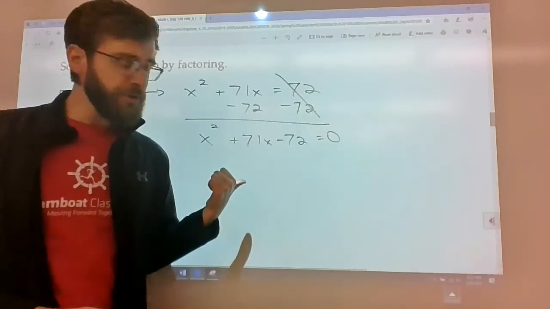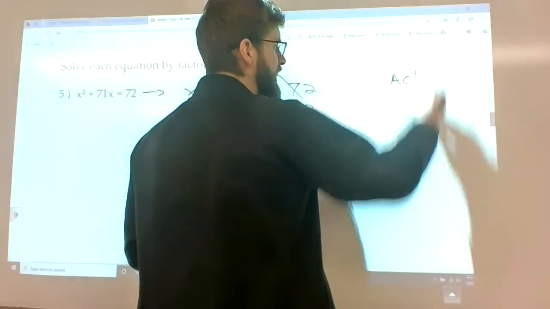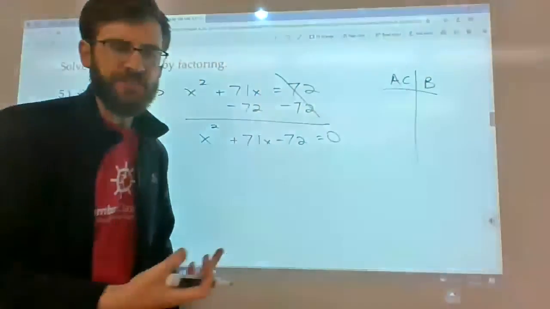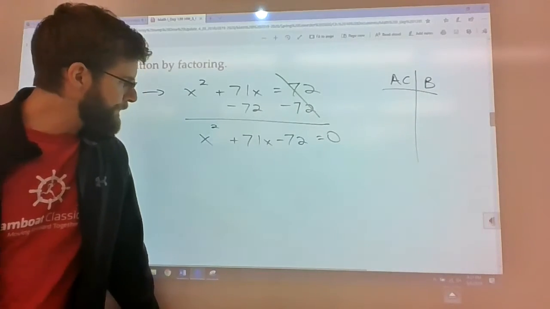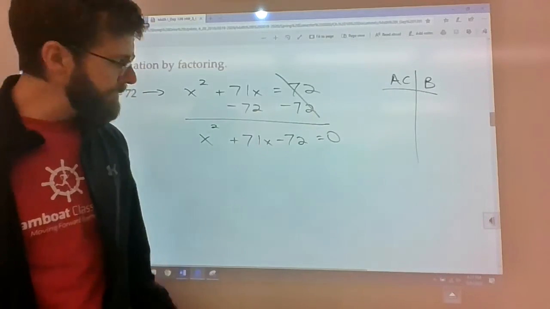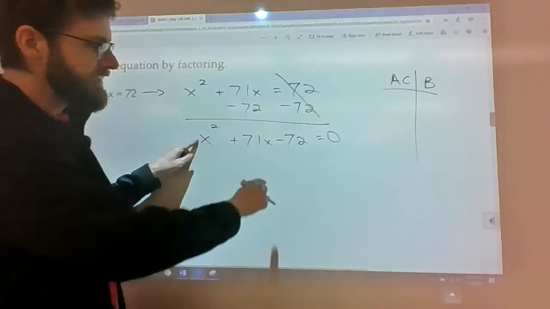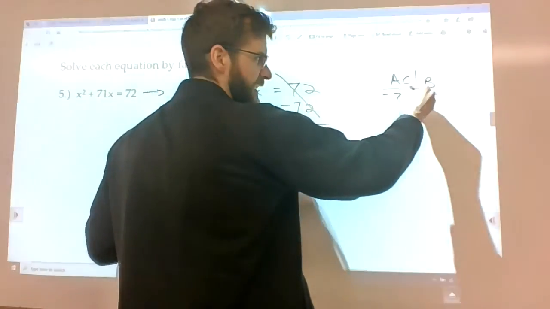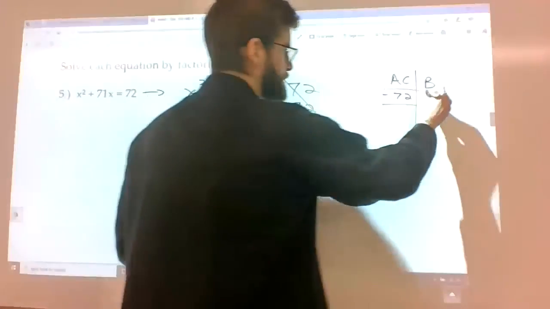Great. Now what we do is we factor the left-hand side. So really before the AC method, we should be thinking to ourselves, is there a GCF that can be factored? Is it in standard form? It is in standard form. There's no greatest common factor to take out of it. So we take 1 times negative 72 to get the AC. And we look at our middle term to get the B value.